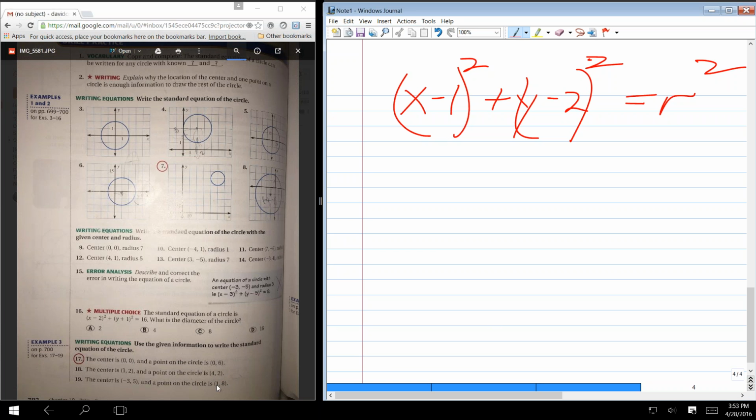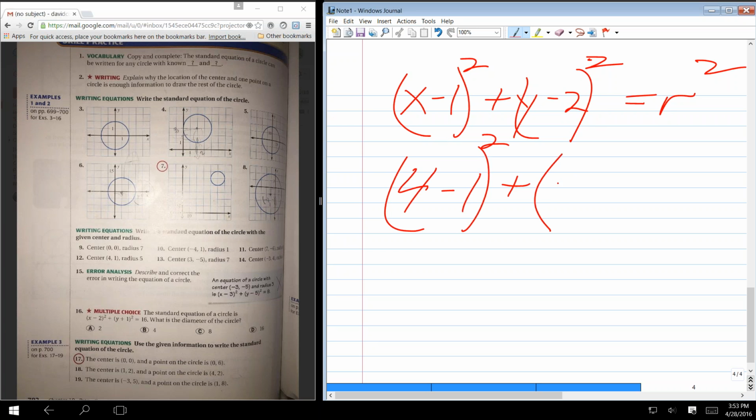In other words, that's the case with every single function. It doesn't matter if it's circles, straight lines, parabolas. If you have a point that is on that function, it has to satisfy the function. Okay? So I'm going to substitute 4 for x, and I'm going to substitute 2 for y, and that's going to allow me to solve for r. And then I'll have my formula.